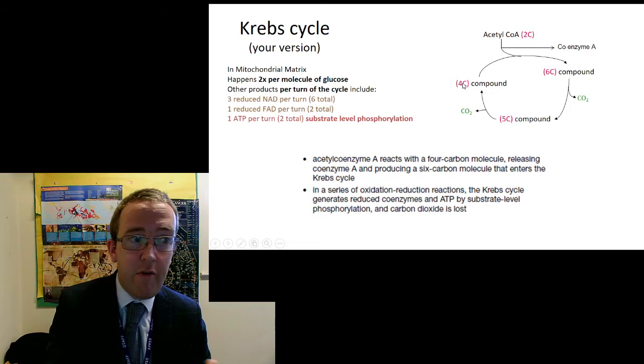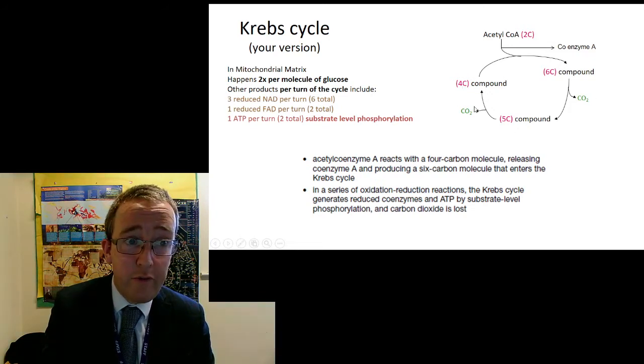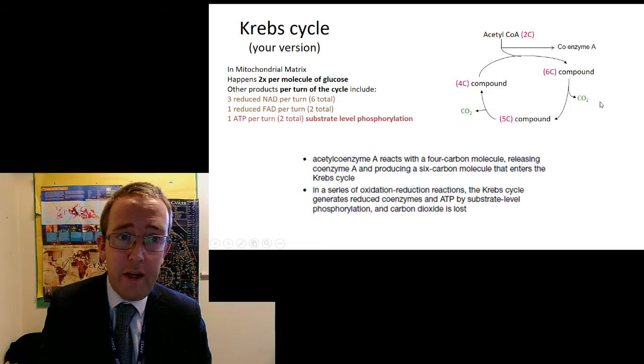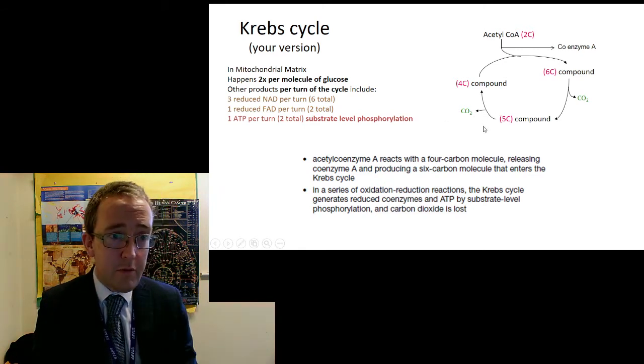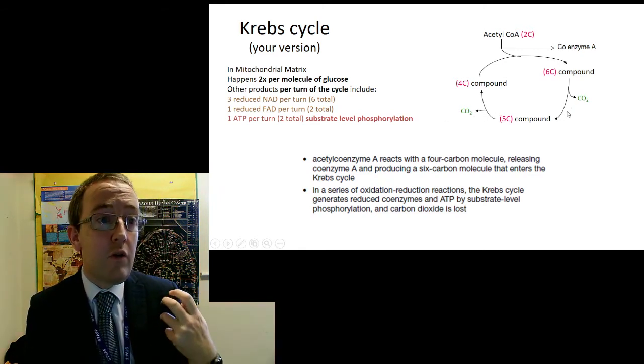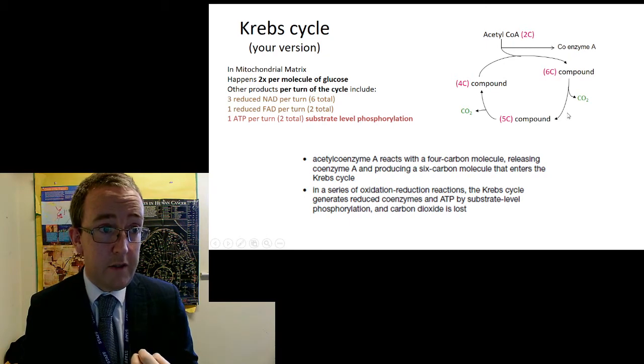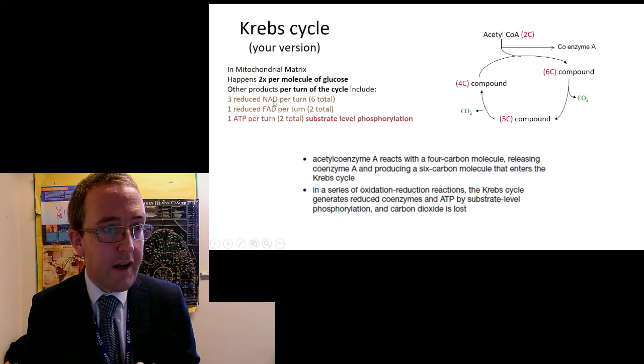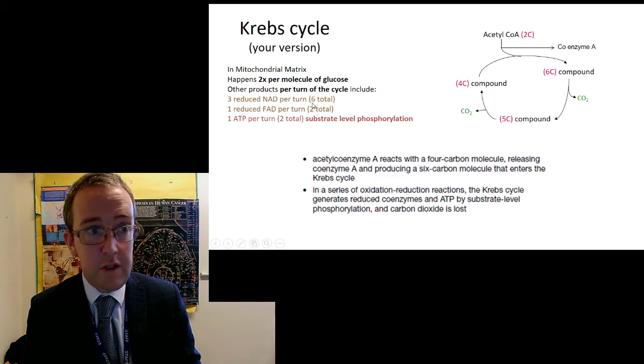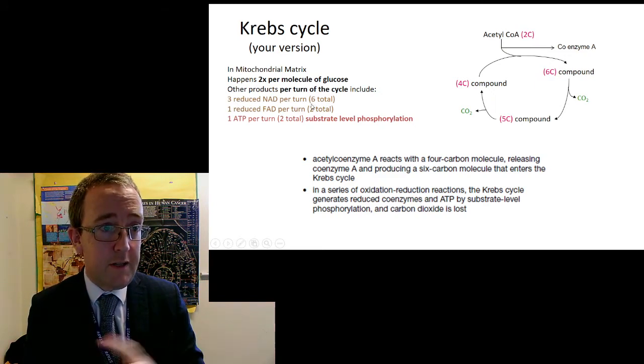That then regenerates this 4-carbon compound so it can go round again. As a result of that, you break off little carbons which form carbon dioxides, and you also reduce more coenzymes. So in each turn, you reduce 3 NADs, so that's 6 per glucose, because it's doubled up with 2 acetates per glucose.